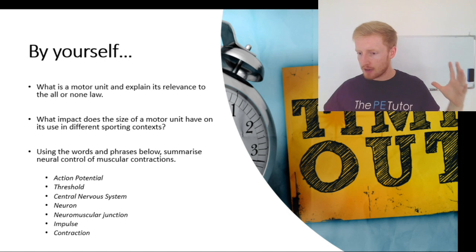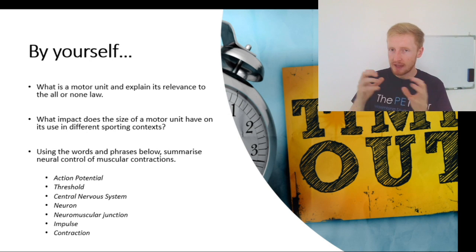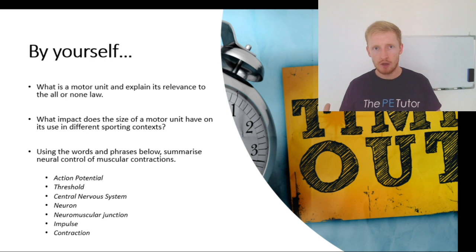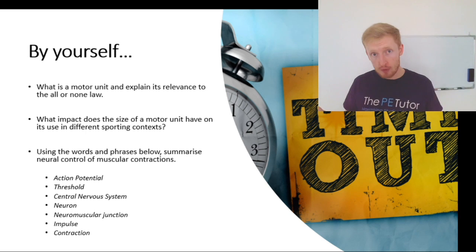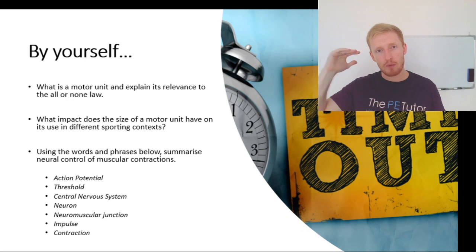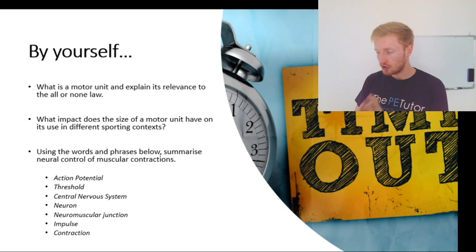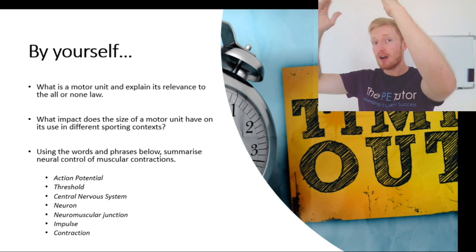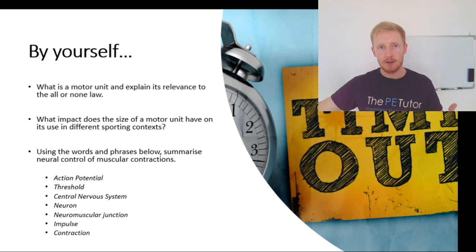Impulses are sent by the brain, delivered by the motor neuron, arriving at muscle fibers. Any fiber that it connects to forms the motor unit. In order to activate all of those muscle fibers, the activation threshold must be met. If it's not met, none of the fibers contract. If it is met or surpassed, all of the fibers contract.